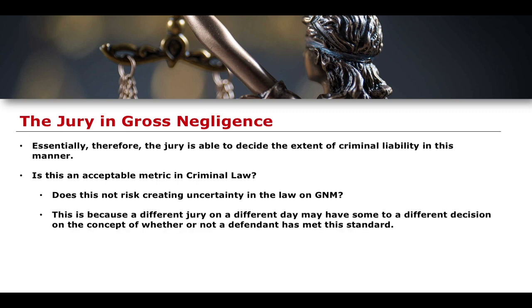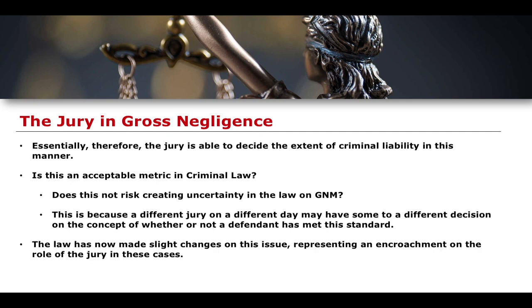So a different jury, for example, on a different day, when given the evidence as to the extent to which the negligence crosses over the threshold to meet gross negligence manslaughter standards, is something of a subjective decision, because a different jury might come to a different conclusion. This is one of the problems that you may be faced with when it comes to the concept of gross negligence manslaughter. The law has now made a few slight changes to this issue, and so it represents something of an encroachment on the role of the jury in these cases.